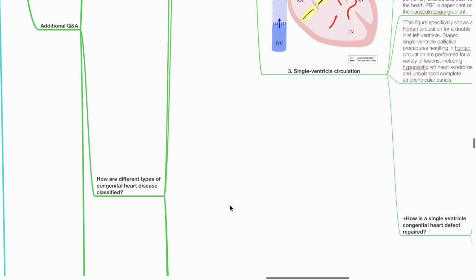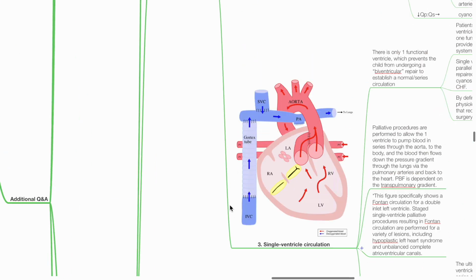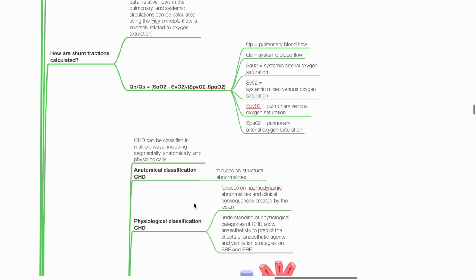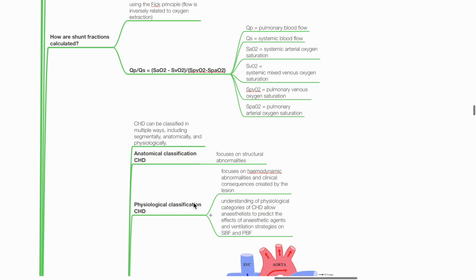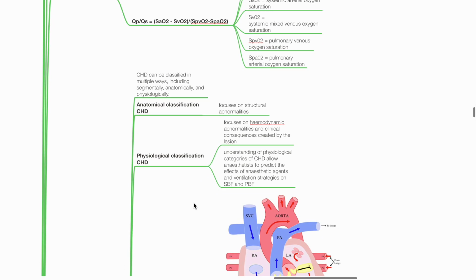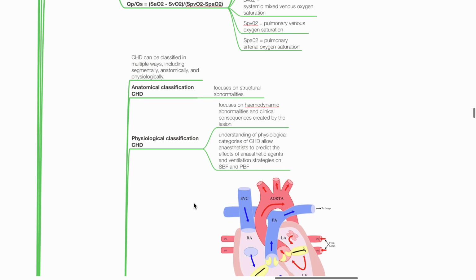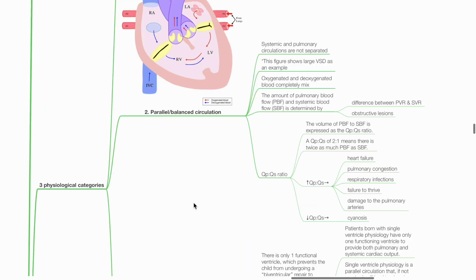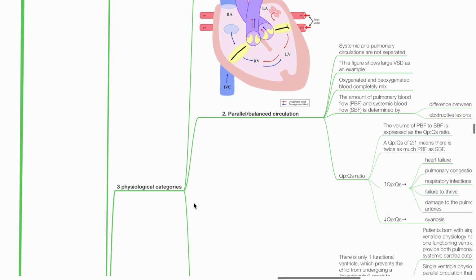How are the different types of congenital heart disease classified? CHD can be classified in multiple ways, including segmentally, anatomically, and physiologically. Anatomical classification focuses on structural abnormalities. Physiological classification focuses on hemodynamic abnormalities and the clinical consequences created by the lesion. Understanding of physiological categories of CHD allows anesthetists to predict the effects of anesthetic agents and ventilation strategies on systemic and pulmonary blood flow. CHD may be classified into 3 physiological categories.